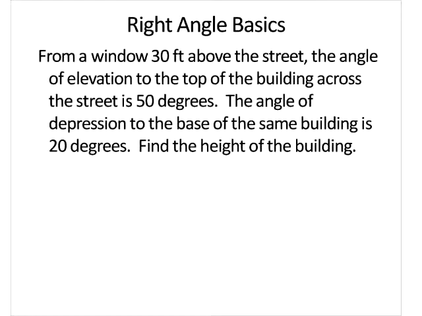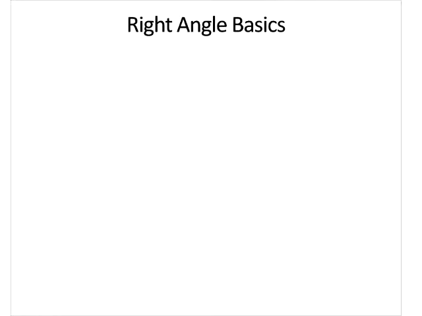Okay, here we go. From a window, 30 feet above the street, the angle of elevation to the top of the building across the street is 50 degrees. The angle of depression to the base of the same building is 20 degrees. Find the height of the building. Okay, well, let me draw that out for you. I think I'll need another slide. So let me get a new slide and I'll draw that out for you.